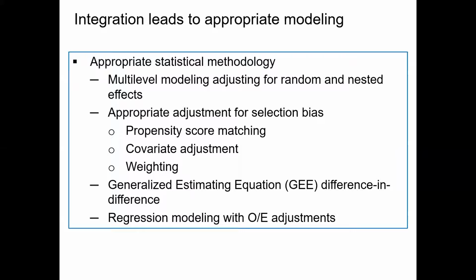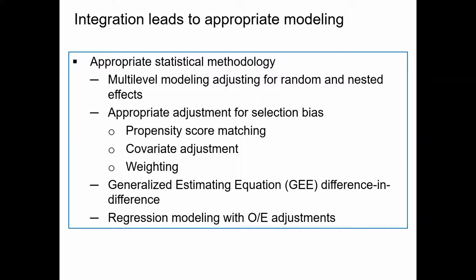Data integration then leads to appropriate modeling techniques. Across the board, multi-center modeling techniques can fall within a couple of high-level assumptions. First, you adequately need to adjust for random and nested effects. Do you need to adjust for the providers nested in the hospitals, or do you just need to adjust for the hospitals in itself? What level of granularity is actually needed?